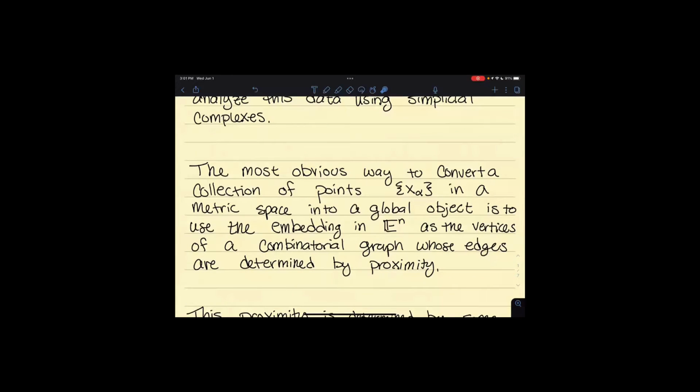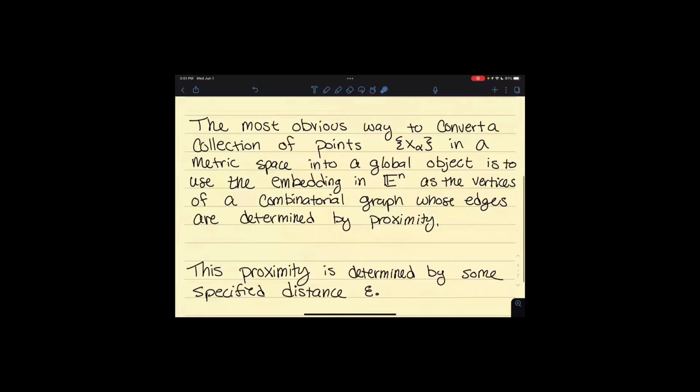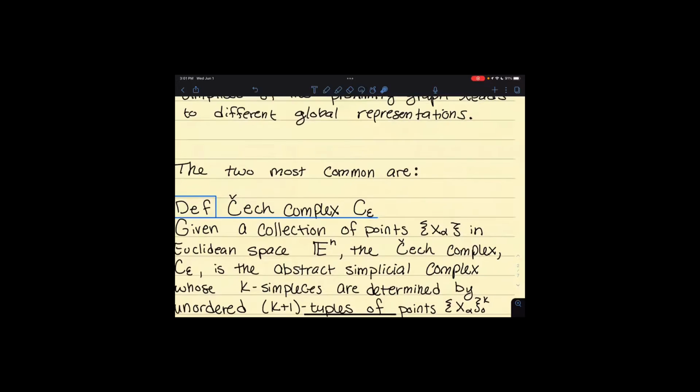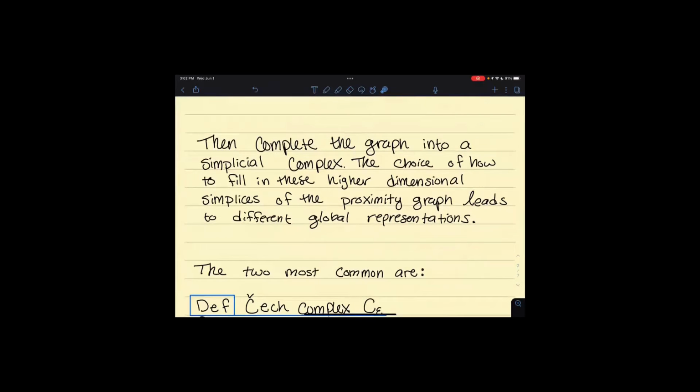So the most obvious way to convert a collection of points, x sub alpha, in a metric space into a global object is to use the embedding in E^n as the vertices of a combinatorial graph whose edges are determined by proximity. This proximity is determined by some specified distance epsilon, and depending on our choice of epsilon, this is going to affect what our simplicial complex will look like. So then to complete the graph into a simplicial complex, the choice of how to fill in these higher dimensional simplices of the proximity graph lead to different global representations.